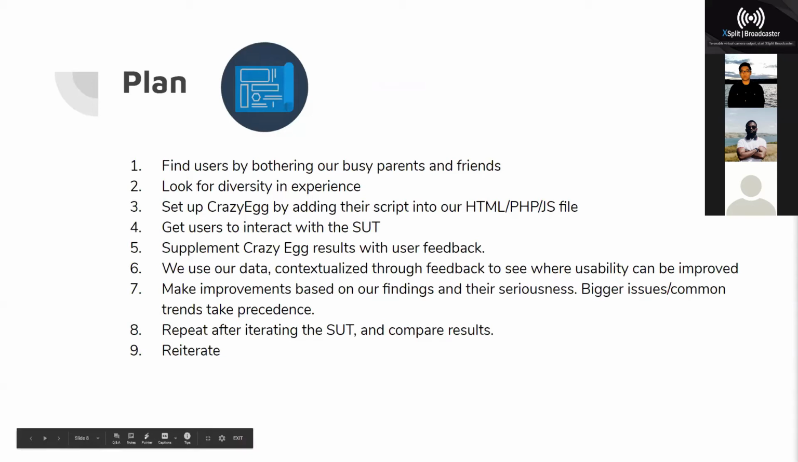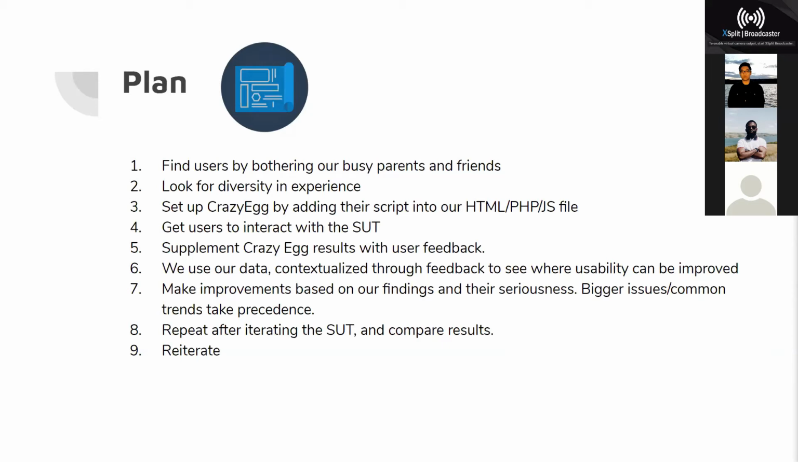So, our plan of attack to begin testing our SUT is to first find users to go on the websites we chose, preferably with varying technological experience. Because this is just a four-man project and we don't exactly have access to advertising, our primary targets were family members and friends. The more diverse the users are, the more informational our data will be. Then, we set up each of our SUTs by injecting a Crazy Egg script into our HTML, PHP, or JavaScript file, and doing so will allow Crazy Egg to begin tracking the data from the websites.